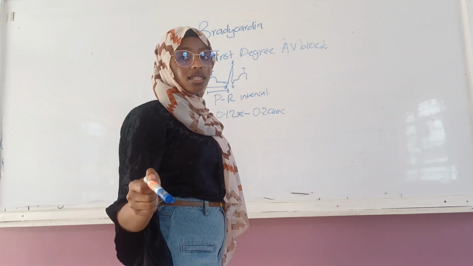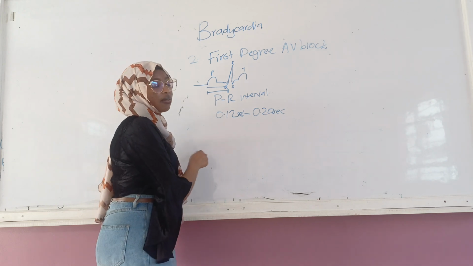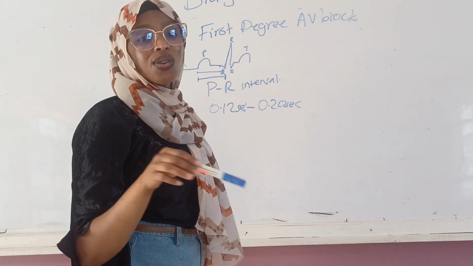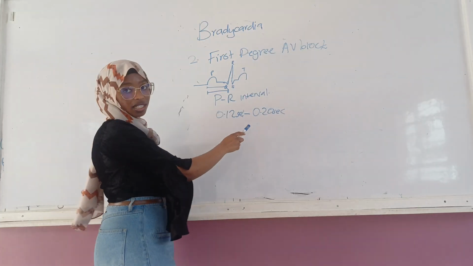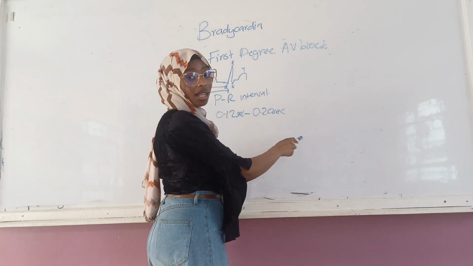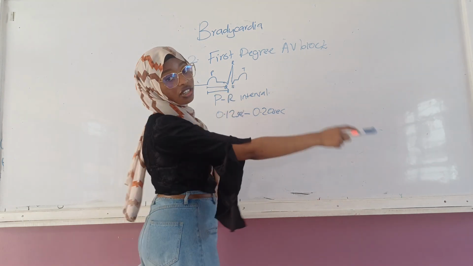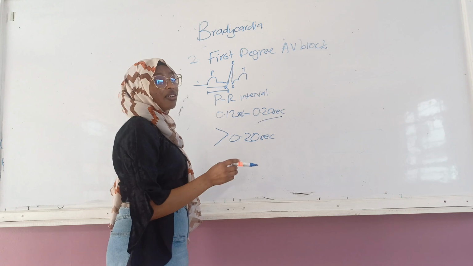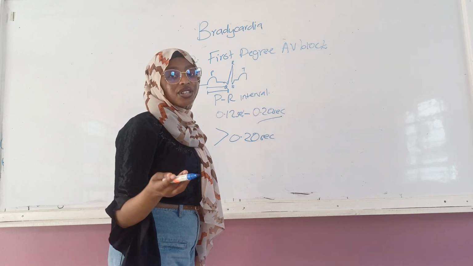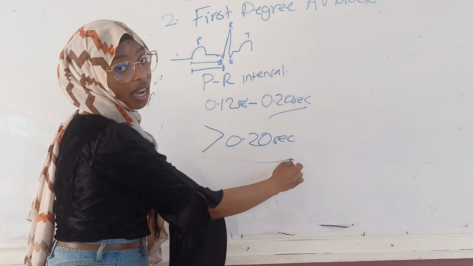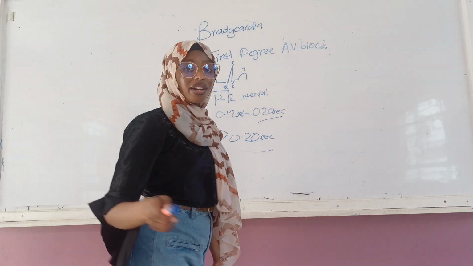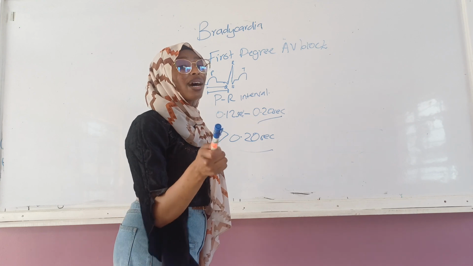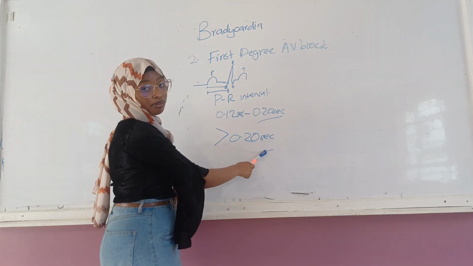The thing about looking at these strips, most students only look at the first half of the strip and ignore the rest of the strip. You should always look at the whole strip. If you find that it is more than 0.2 seconds, then that means it's the first degree AV block. Electrical signals that are being fired from the SA node are reaching the ventricles but at a very slow rate, hence the longer PR interval.